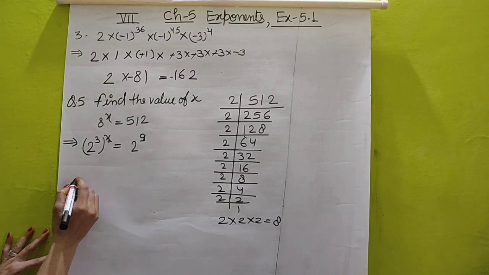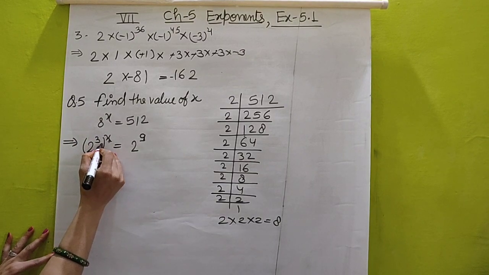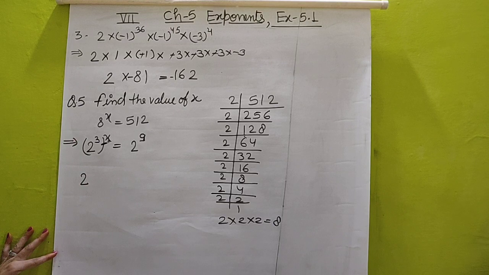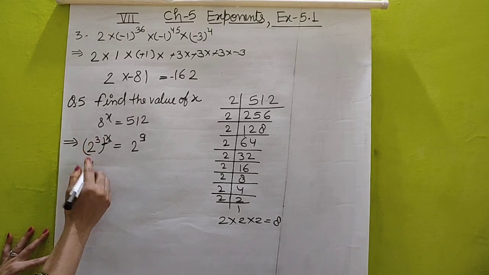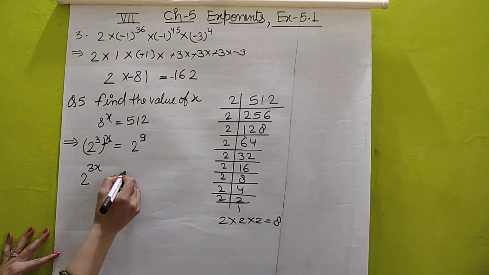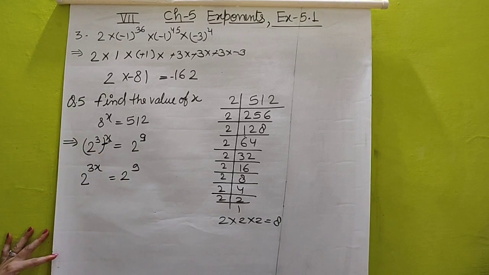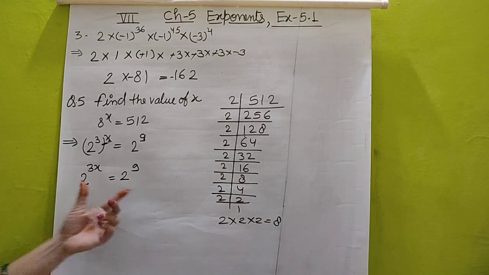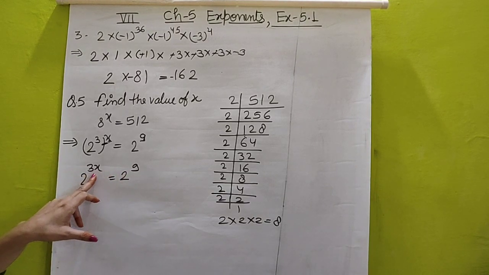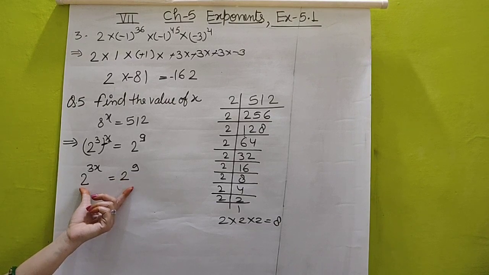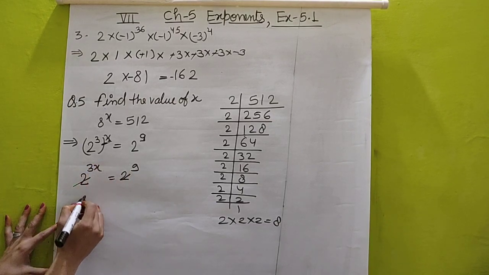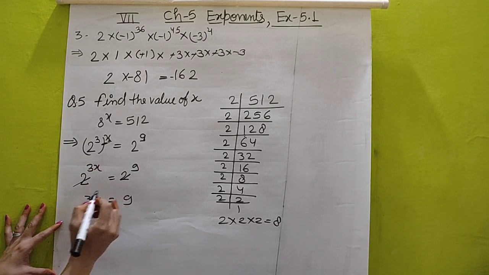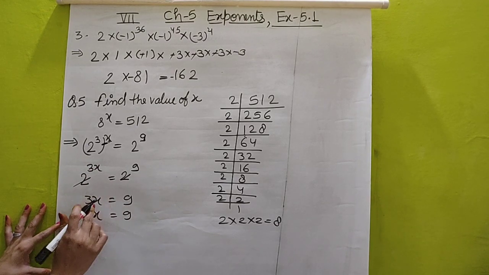Now students, this 3 and the x power will multiply. Okay students, powers of the same base we can multiply. So 3 multiply x, it will be 3x, and 2 raised to power 9. Now you can see here, students, powers are different, 3x and 9, but bases are same. So we can cancel the bases. Now what is remaining? 3x is equal to 9, and we are to find the value of x.